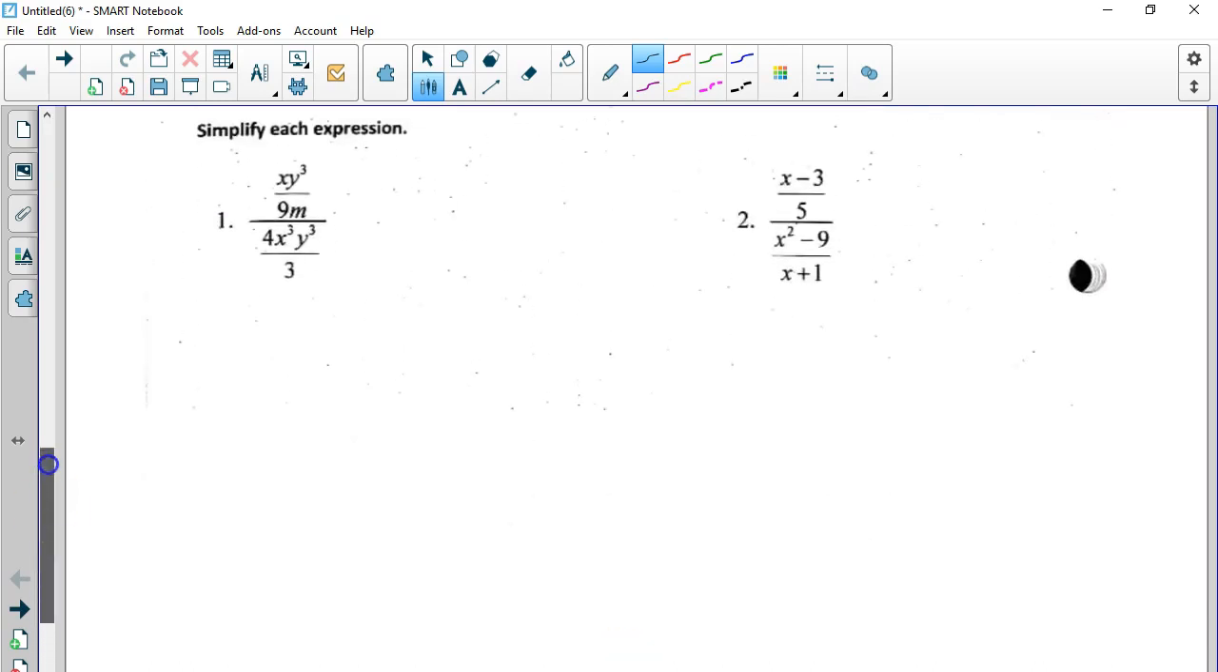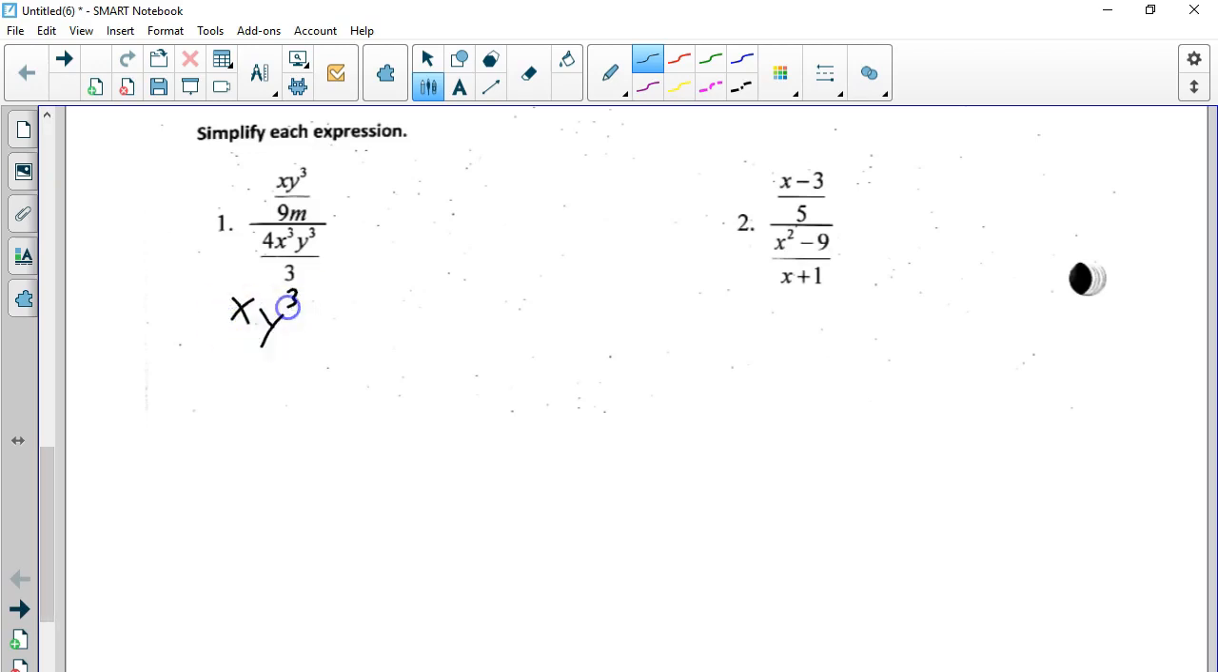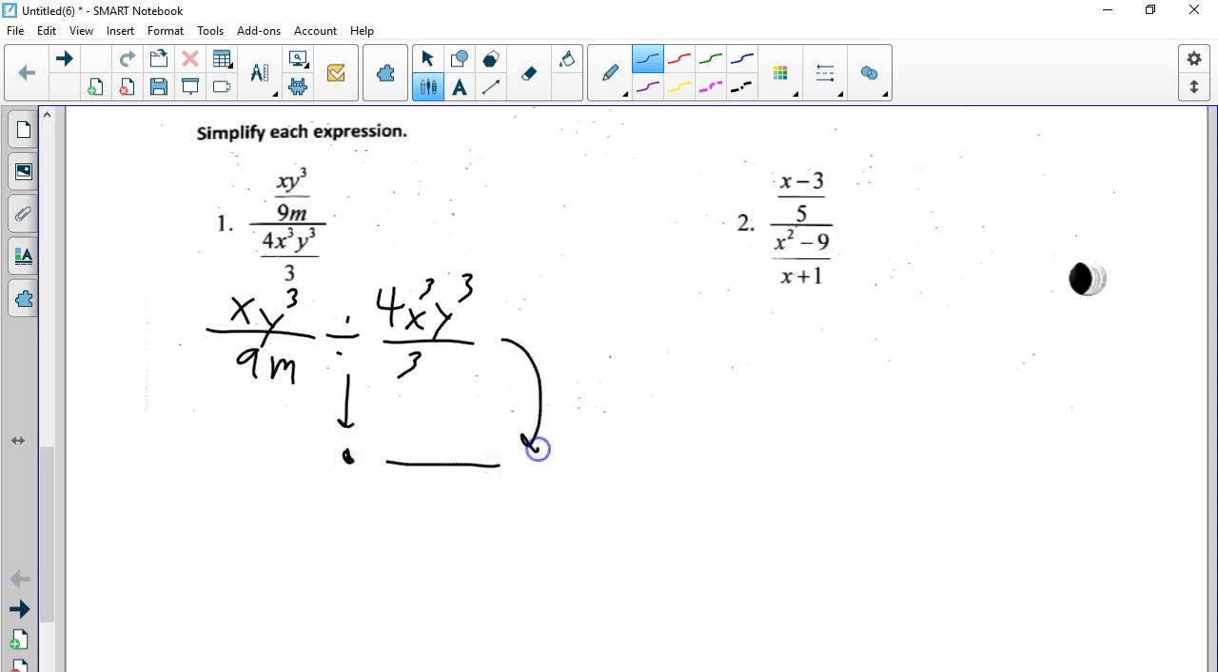All right, here we go. So, we're going to first write it as a division problem: xy cubed over 9m divided by 4x cubed y cubed over 3. Now, I'm going to change this to multiplication, and this one is going to flip. So this one stays the same, xy cubed. You never touch this one. You don't ever flip this. You don't do any changes to this. And then this is going to be 3 over 4x cubed y cubed.